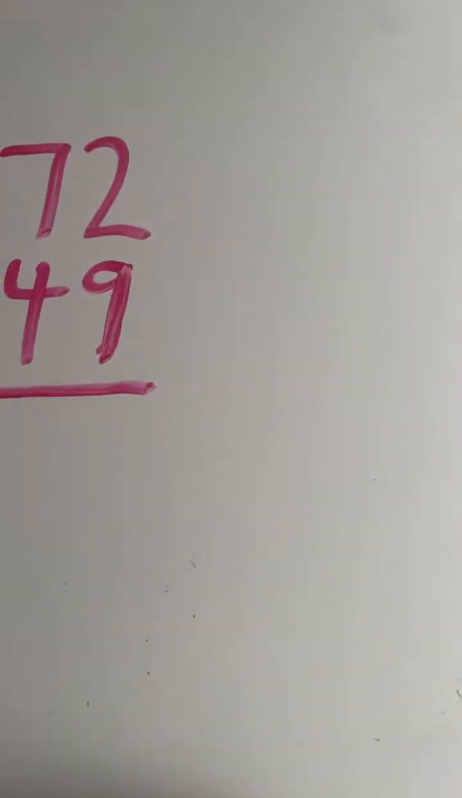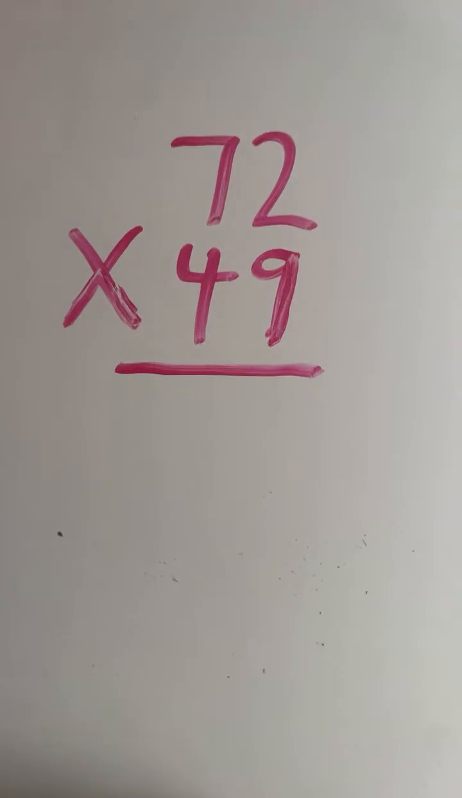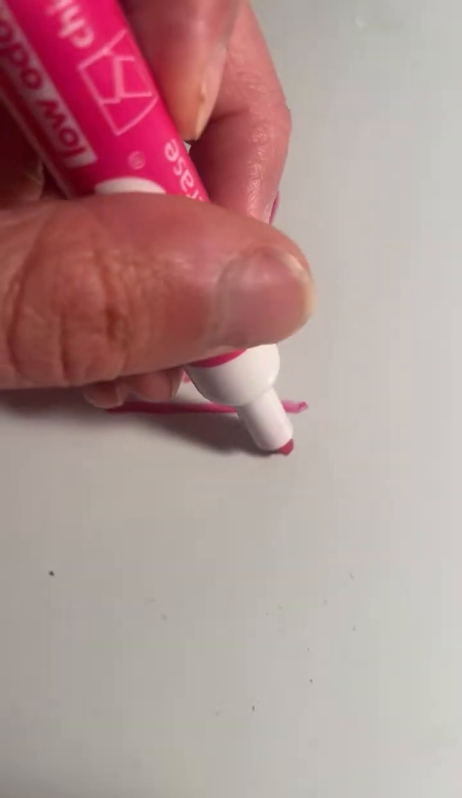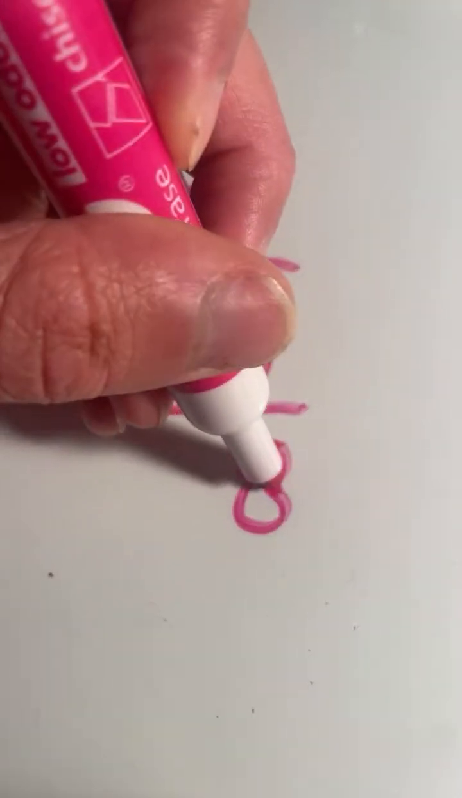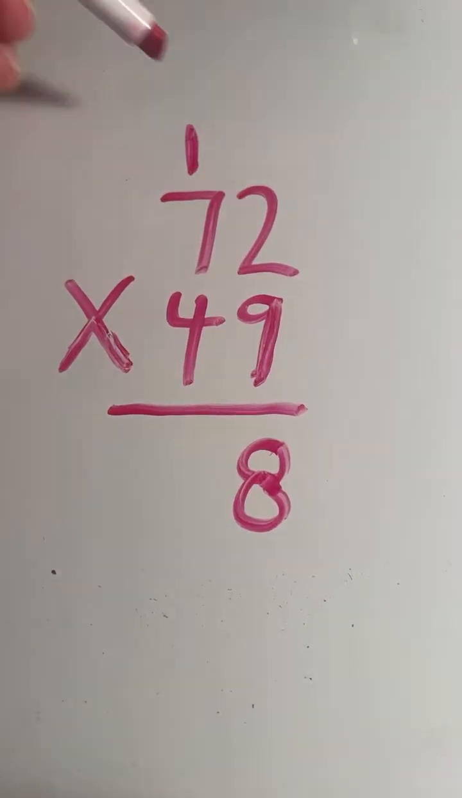So we're going to start out multiplying 2 times 9. 2 times 9 equals 18. So the 8 in 18 goes in the ones place. The 1 in 18 gets carried over to the tens place.